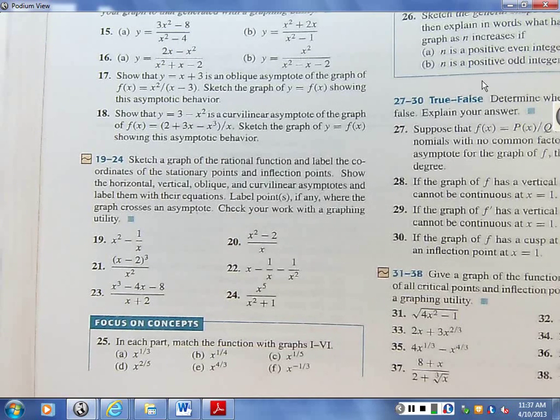So you're going to be able to write this x to the 5th over x squared plus 1 as x cubed plus, if I need an x, possibly something here, plus something over x squared plus 1. So this would be your oblique asymptote. Okay.